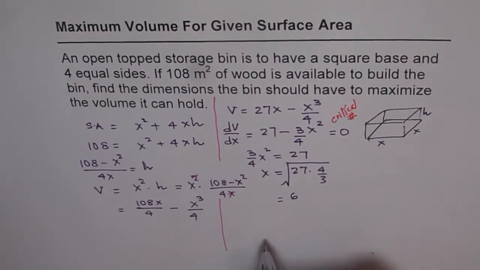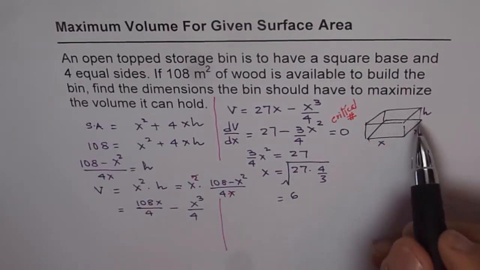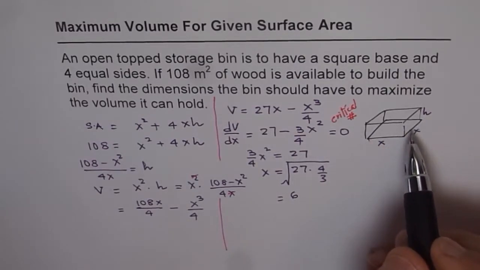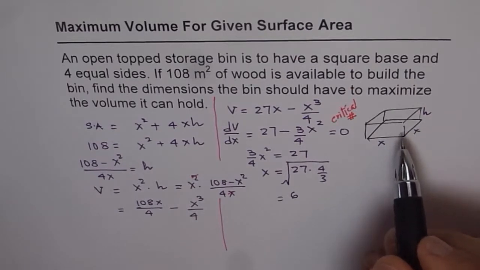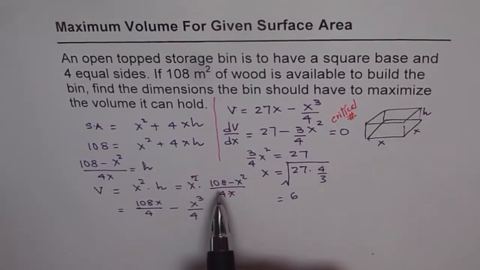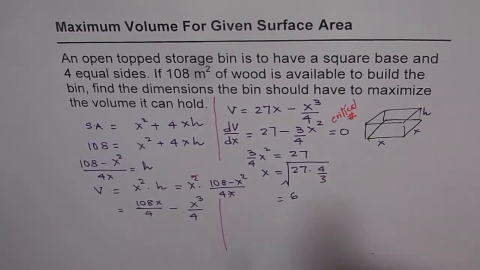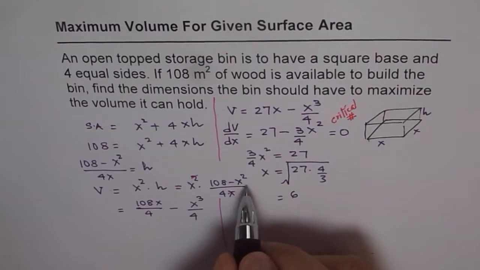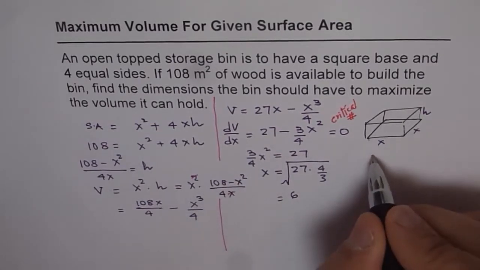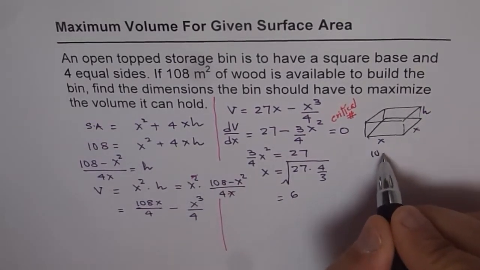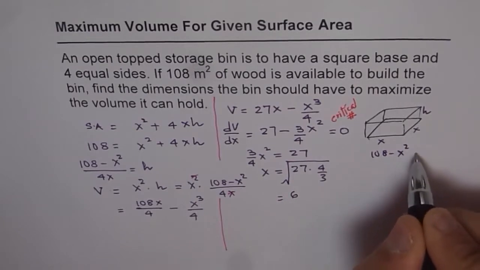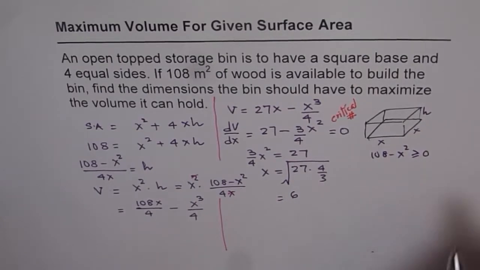The second thing which is very important to check here is what are the possible dimensions for this, the boundary conditions, right? So the boundary condition here is that in our equation of volume we have 108 minus x squared, right? So this quantity cannot be negative. So that means that 108 minus x squared should be greater than or equal to 0, right?